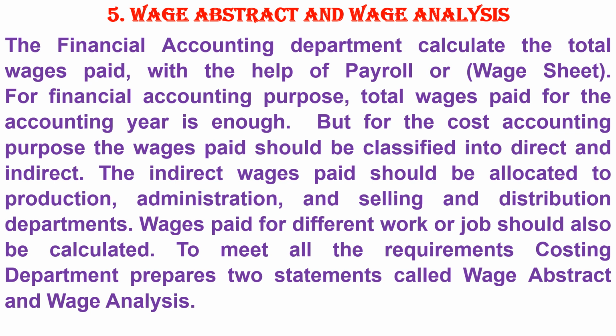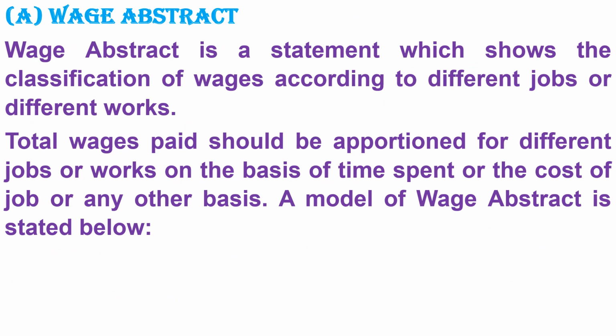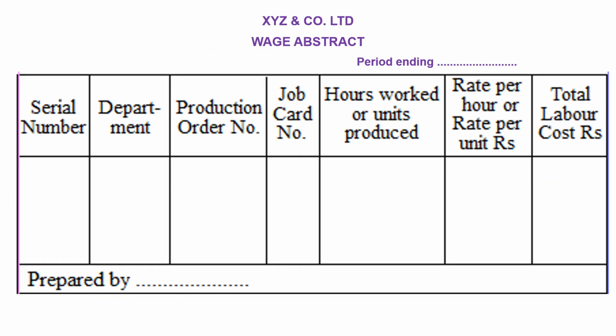To meet all the requirements, the costing department prepares two statements called wage abstract and wage analysis. A. Wage abstract. Wage abstract is a statement which shows the classification of wages according to different jobs or different works. Total wages paid should be apportioned for different jobs or works on the basis of time spent or the cost of job or any other basis. A model of wage abstract is stated below. A model of wage abstract is presented here.